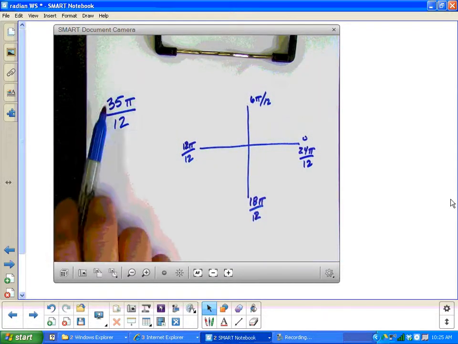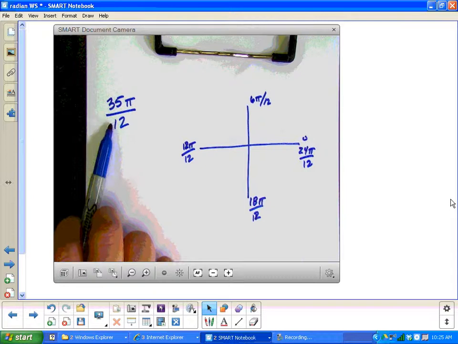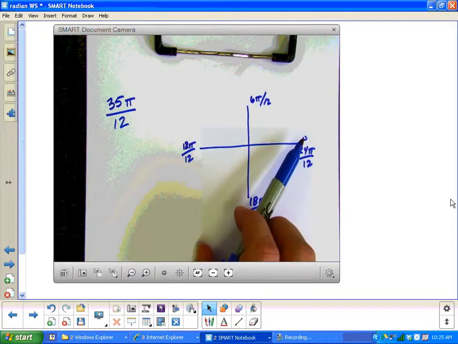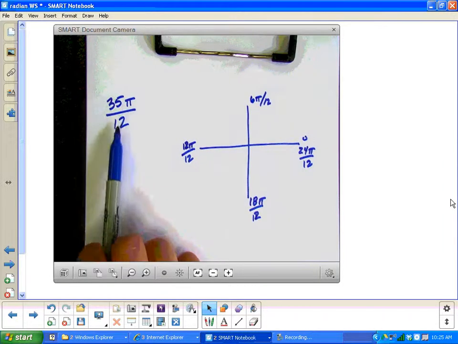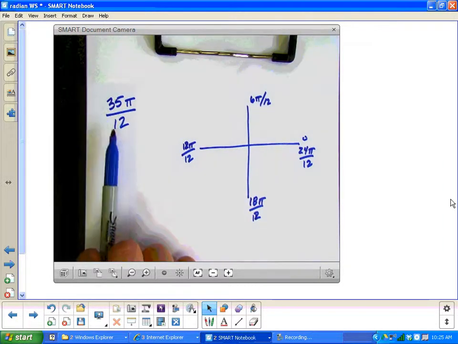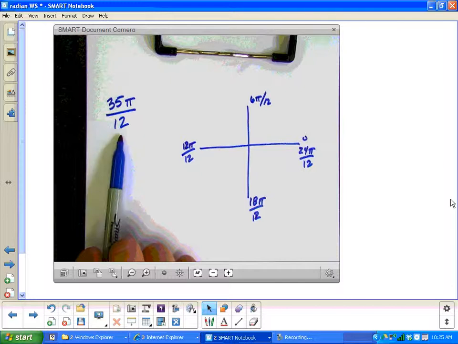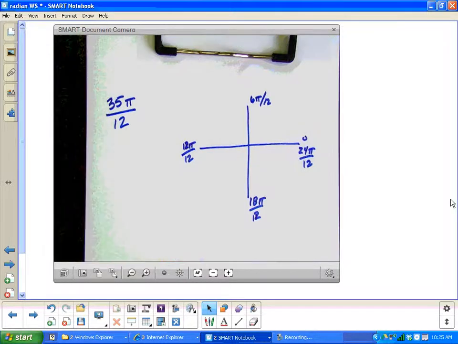Now, what do you notice about 35 pi over 12? It goes around the circle more than one time, didn't it? Now, that means, in terms of degrees, that this is more than 360 degrees. So what did we do when it was more than 360? We found a coterminal angle, right, by subtracting 360.